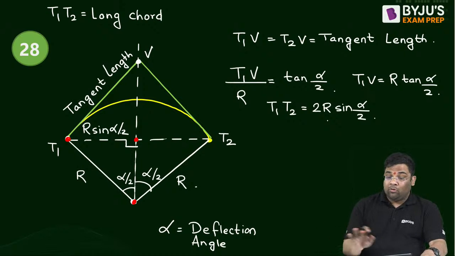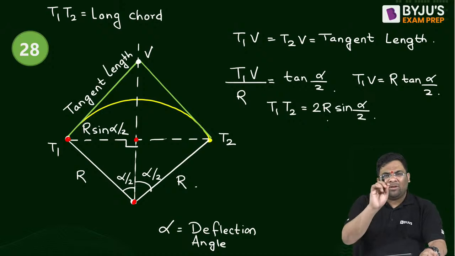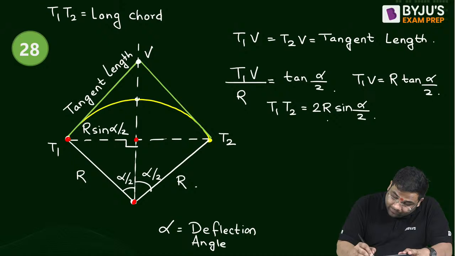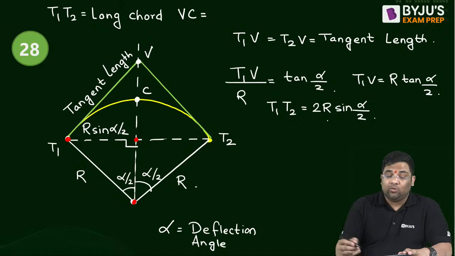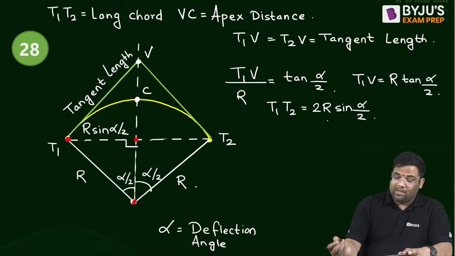Yes. Now don't remember these formulas because there are so many things. Why remember? You can draw and find out. So this is the long chord. Then you see this distance. Suppose I give it a name, C. This BC is known as the apex distance. Now how to find out the apex distance?